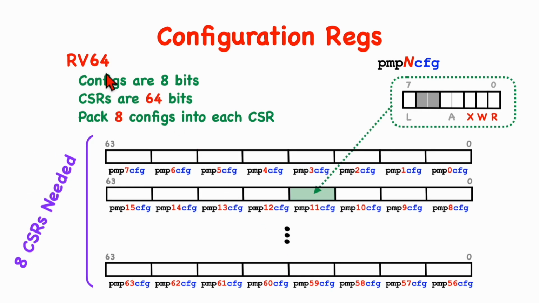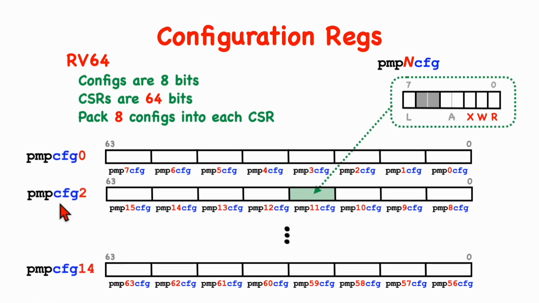It's very similar for 64-bit cores, in which the control and status registers are 64 bits in size. For these systems, we can now pack 8 configuration bytes into each register. And for 64 regions, we now need only 8 registers. These are the registers that are used to hold the configuration bytes. And notice that we are only using even-numbered names. The other half of the registers, those with odd-numbered names, are not used and don't even exist.